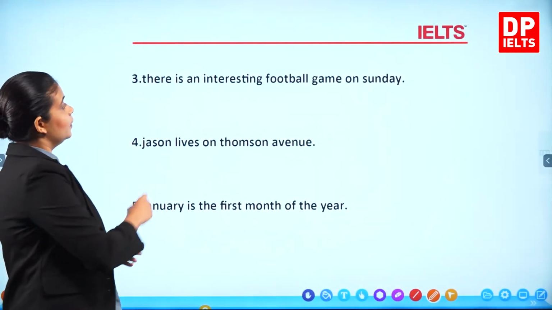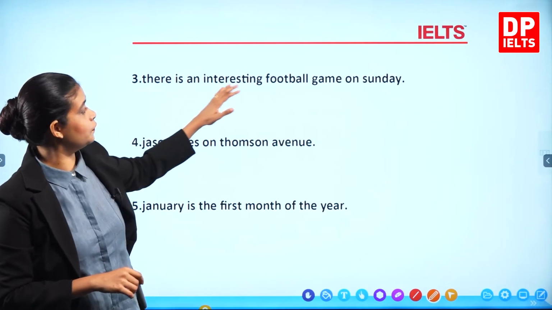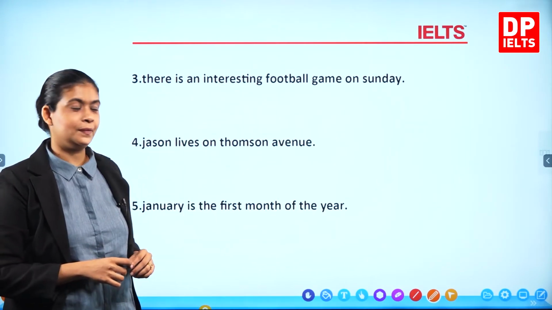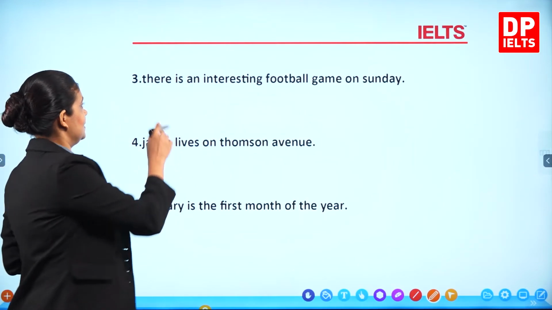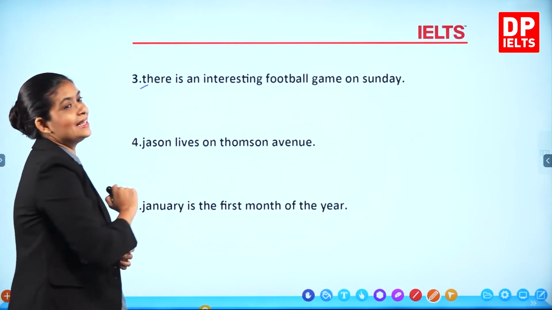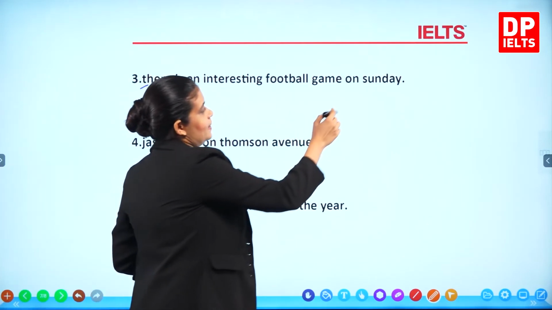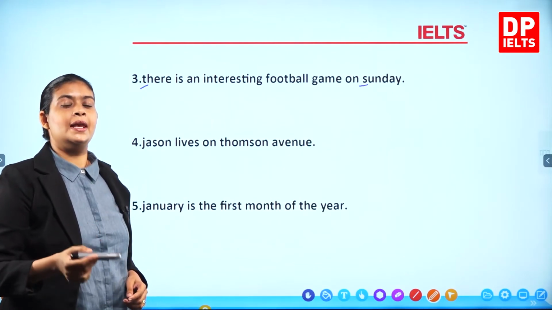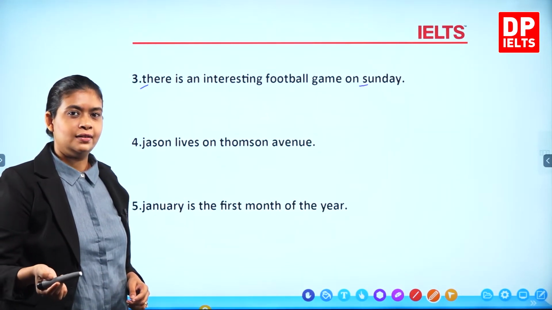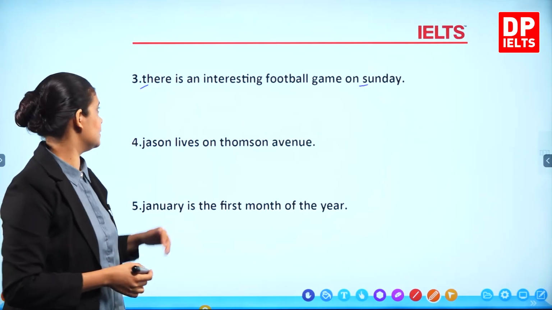Next one. There is an interesting football game on Sunday, right? There is the start of a sentence. T is capital. Sunday is a name of the day of a week. So therefore, that also needs to be capitalized.